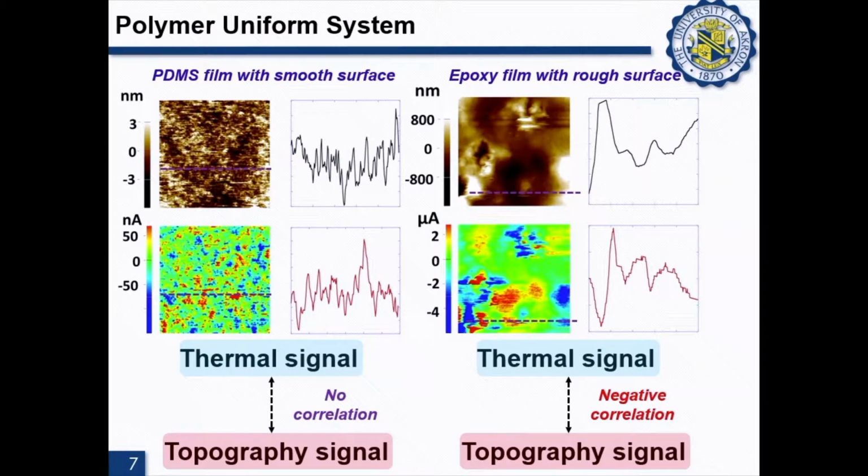For our study, we began our investigation from the polymer uniform system. Here are the two systems we selected. The first one is the PDMS, with a smooth surface. If we draw a line profile for both the topography and the thermal image, we can see there is no obvious correlation between the thermal signal and the topographic signal, which indicates there are no artifacts here. For the epoxy film with a rough surface, if we draw a line profile to analyze these two images, we can see there is a negative correlation between the thermal signal and the topographic signal, which indicates there exist artifacts in the SThM measurement.